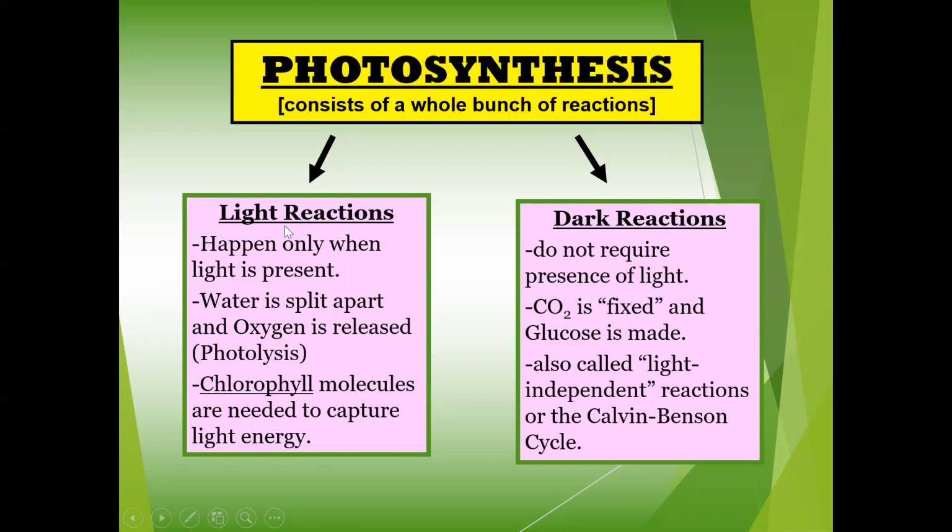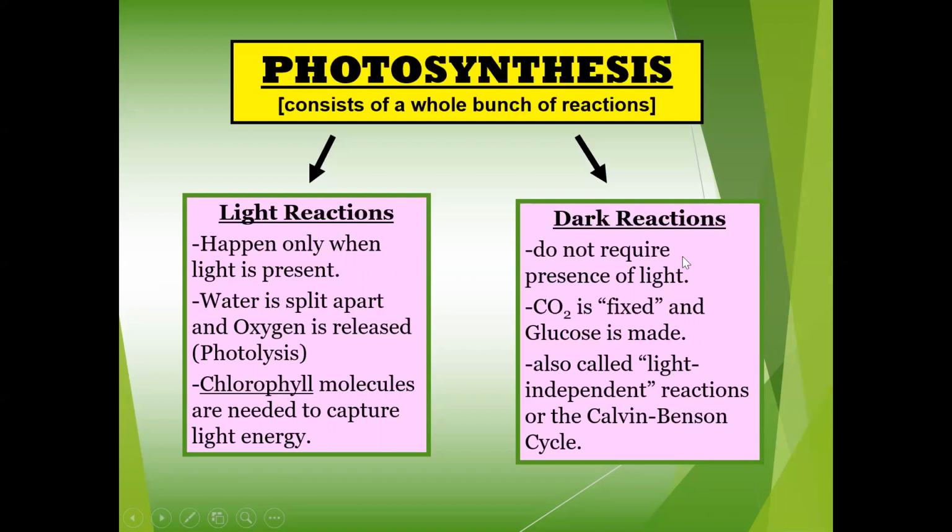Now, the light reactions are dependent on light, so they only happen when light is present. What's happening in the light reactions? Well, water is being split apart and oxygen is being released, and this is where we get oxygen released into the atmosphere. This is also called photolysis. And in the light reactions, the chlorophyll molecules are needed to capture that light energy. So we have to have the means to capture the energy from the sun, and the chlorophyll is responsible for this.